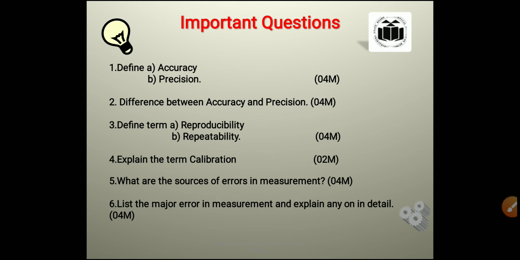Let us see the important questions from the university or board exam point of view. First question, define accuracy and precision, which will be asked in the exam for 4 marks. Second, difference between accuracy and precision. Third, define the terms reproducibility and repeatability. Fourth, explain the term calibration. Fifth question, what are the sources of errors in measurement? And sixth question, list the major errors in measurement and explain any one in detail.